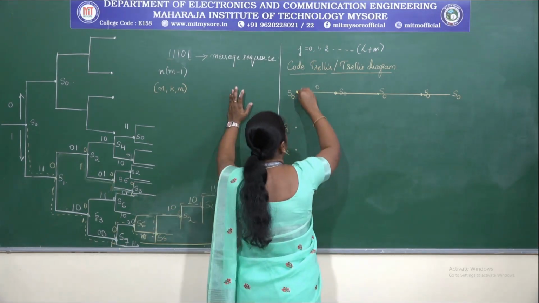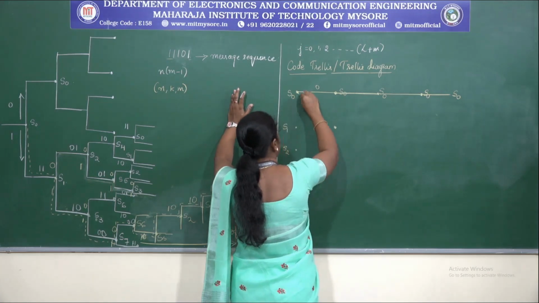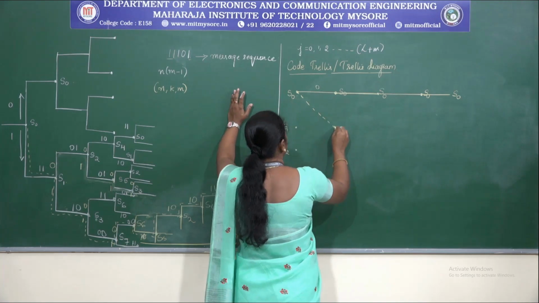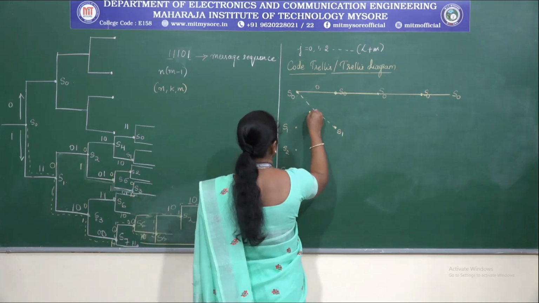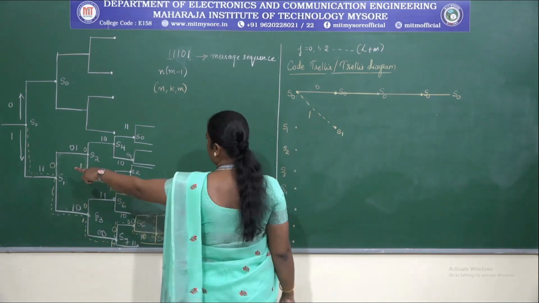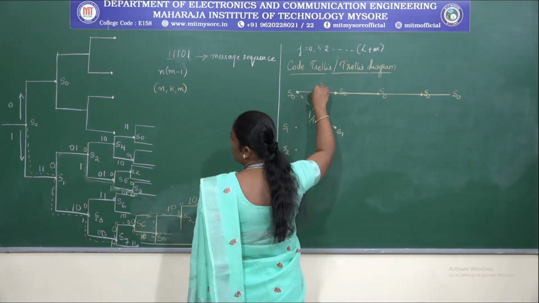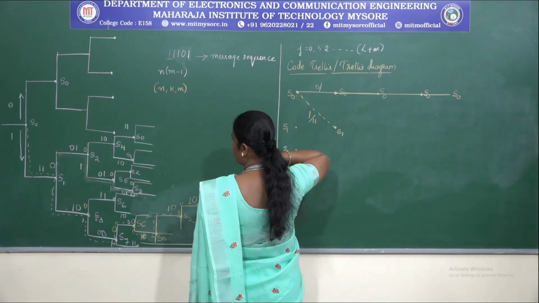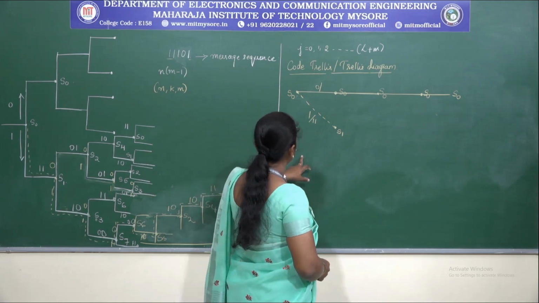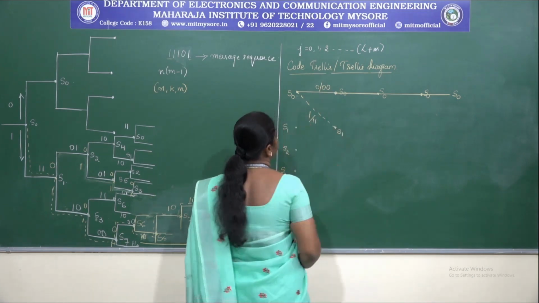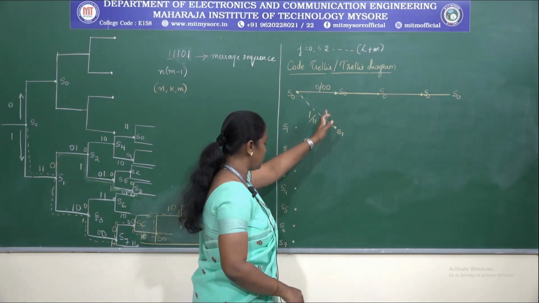So now this is with input 1. For input 1, where is it reaching? It is reaching your S1 state of the second branch. Okay. So this is with respect to input 1. What is the corresponding output? The corresponding output is 1 1. And this is for input 0. What is the output? For S naught with input 0, the output is 0 0.